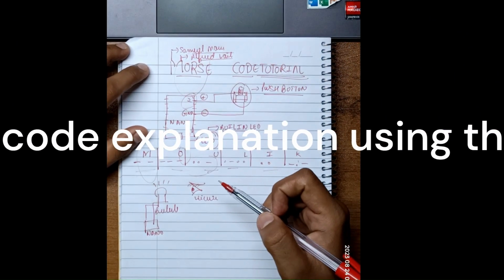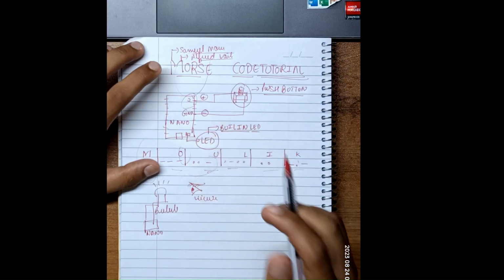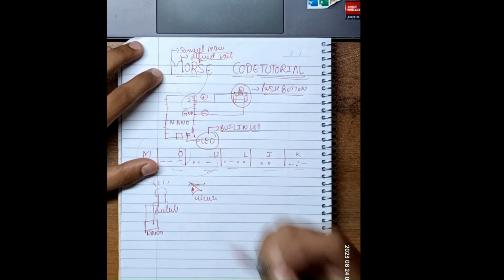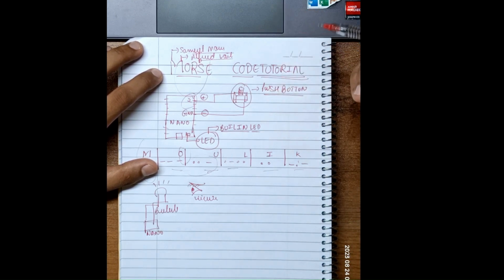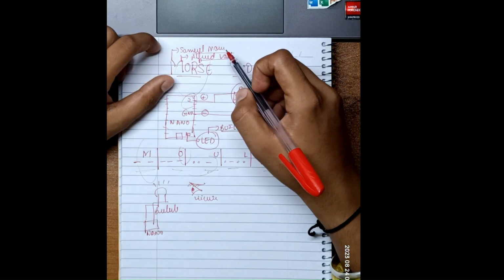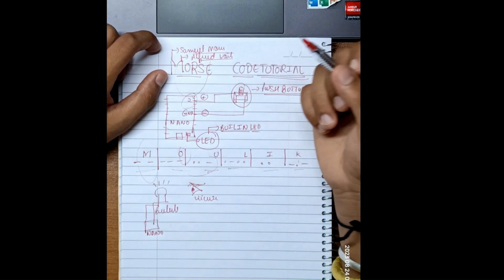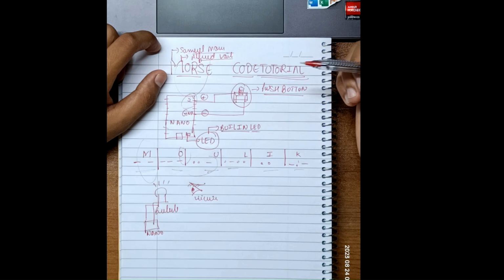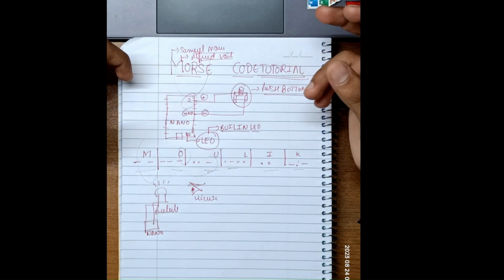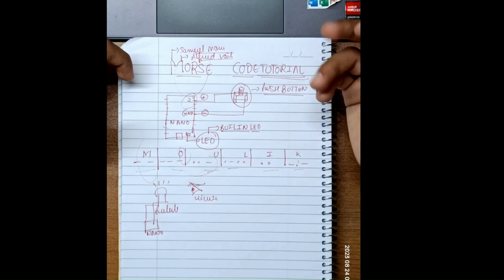So this is the working of the Morse code. Morse code is basically the language used with signs to communicate with each other. Morse code was discovered by Samuel Morse and Alfred Bell. We are using the Morse code with the LED bulb so the user can interpret our message.